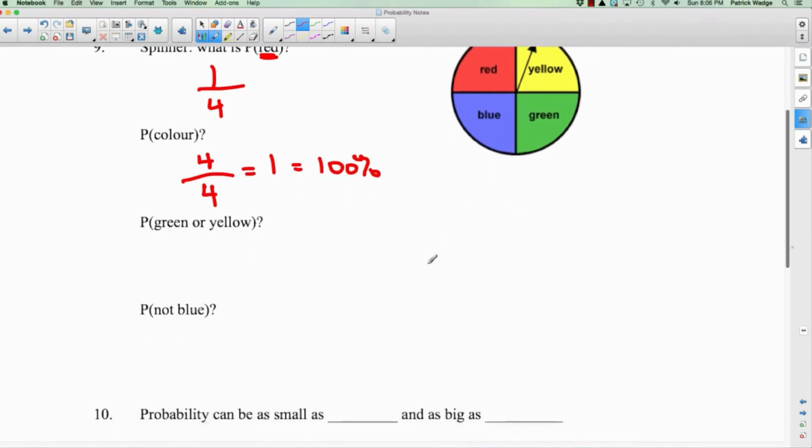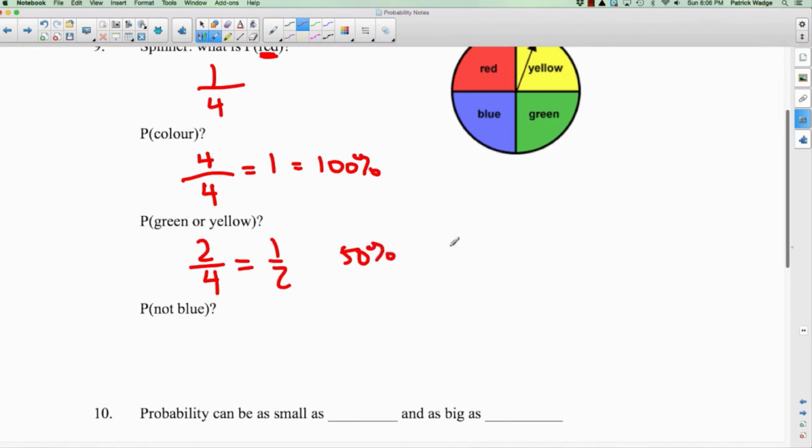Okay, what's the probability of getting green or yellow? So, how many total outcomes are there? We count them all up. 1, 2, 3, 4. Same answer we got before. 4. How many are favorable? Is red favorable? No, we want green or yellow. Is yellow favorable? Yes. Is green favorable? Yes. Is blue favorable? No. So how many were? The yellow and the green. 2 out of 4. Happy with that? No. We want this to be in lowest terms. Or 50%, or 0.5. Any of those 3 answers work for me.